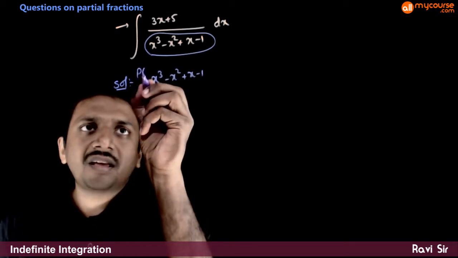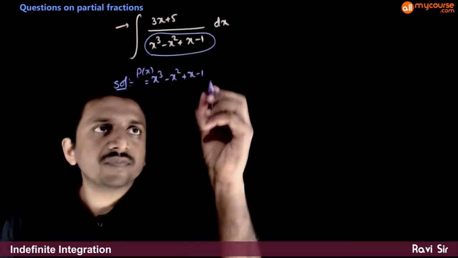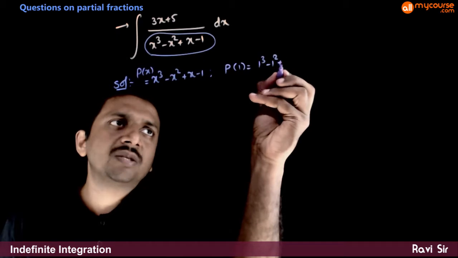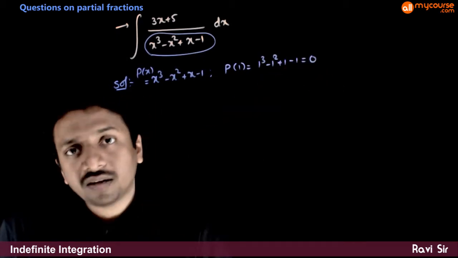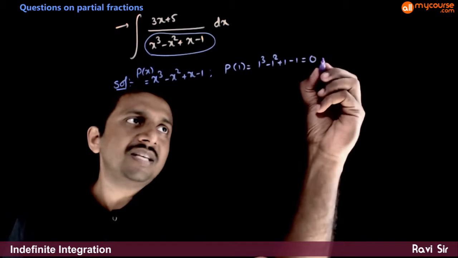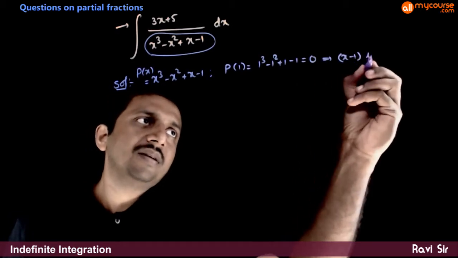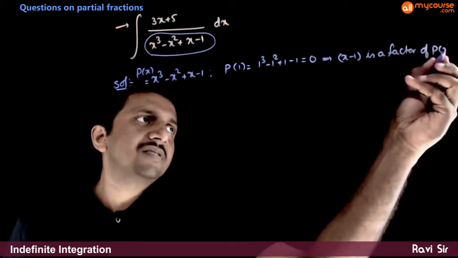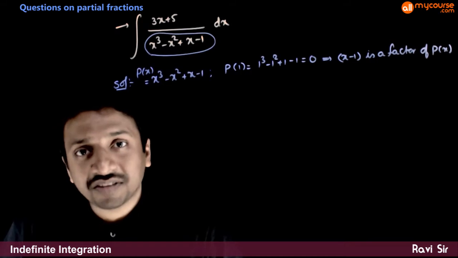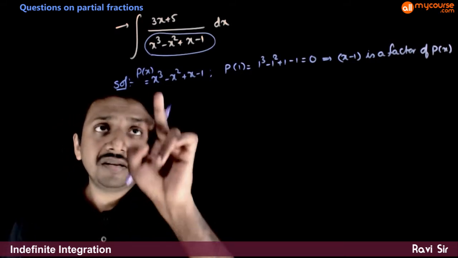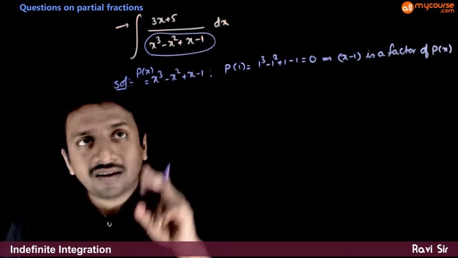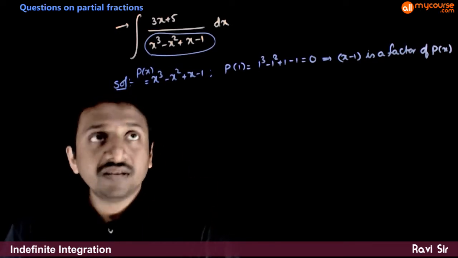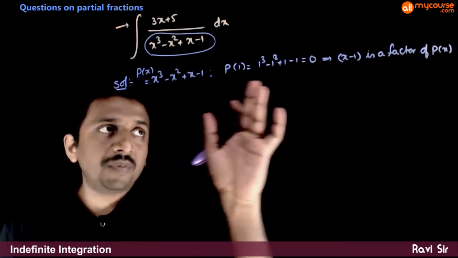So if this is my p of x, a polynomial, as we can see, p of 1 is 1 cube minus 1 square plus 1 minus 1, which is equal to 0. So this implies x minus 1 is a factor of p of x. This is called the factorization theorem, which you have learned in lower classes. If you put x equal to some number, and the value of the polynomial is equal to 0, then x minus that number is a factor. So one of the factors of this polynomial is x minus 1.